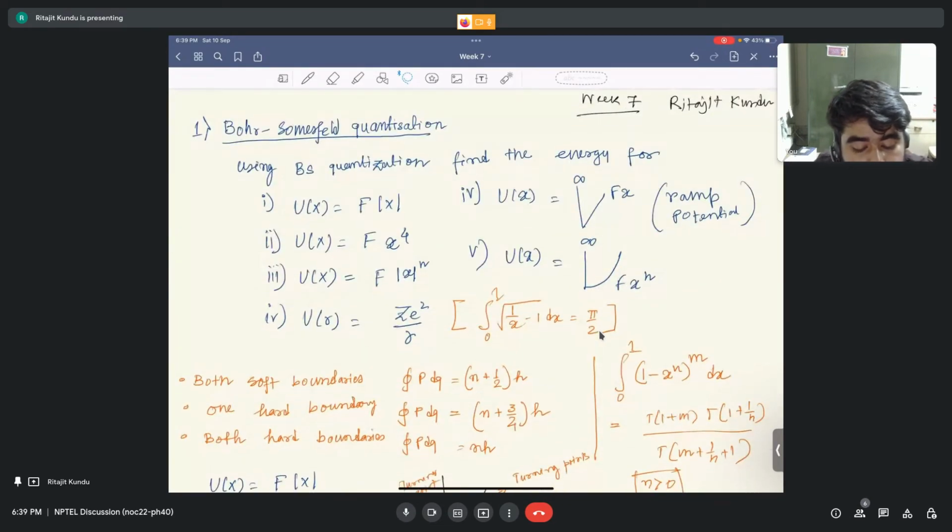So in this case, one boundary is going to infinity. When it goes to infinity, we say that this is a hard boundary. So this boundary is a hard boundary. So in this potential, one boundary is hard and one boundary is a soft boundary.